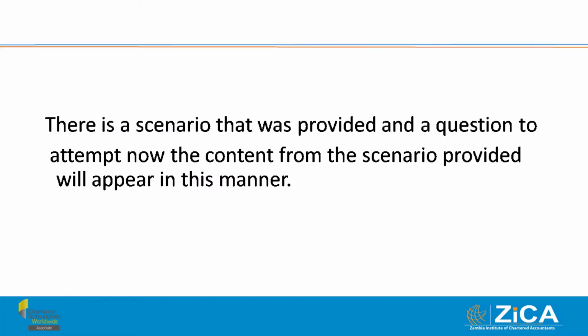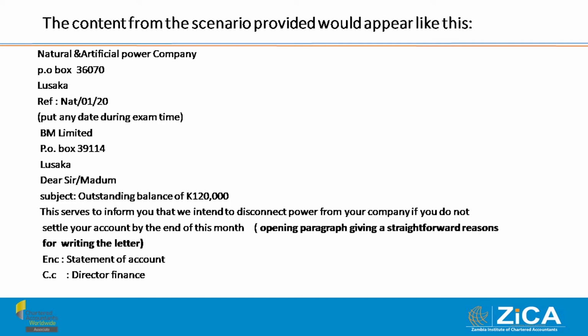Okay, so earlier on, there was a scenario that was provided and a question to attempt. Now, the content from the scenario provided would appear in this manner: Natural and Artificial Power Company, PO Box 36070, Lusaka. The reference NAT/01/20. That is the sender's address.